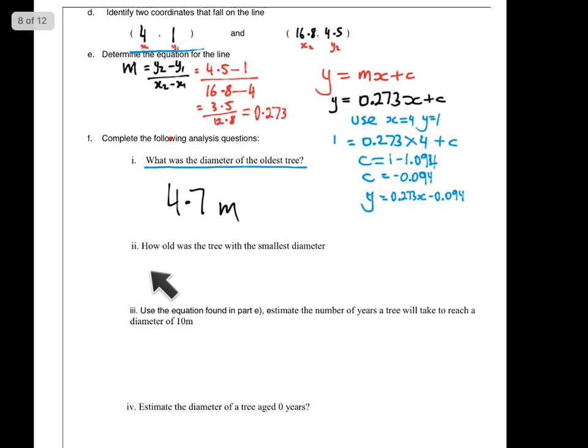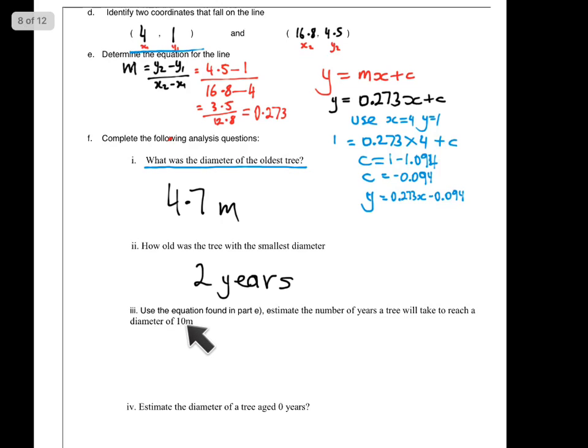The next question, how old was the tree with the smallest diameter? So again, I go to the table of values on the previous page and I look up the minimum diameter value. And I record down the age. So what is the corresponding age value for the smallest diameter? And it was 2 years. Now that is rather straightforward, so no one should have troubles with that.